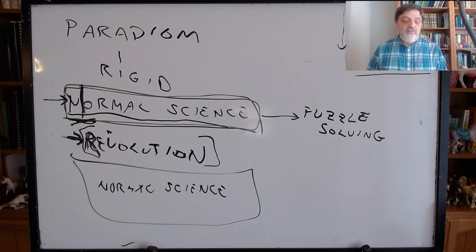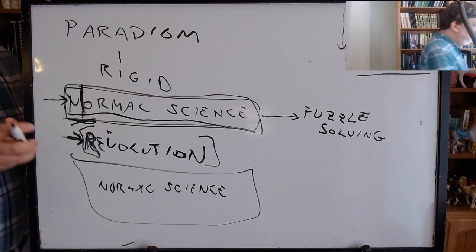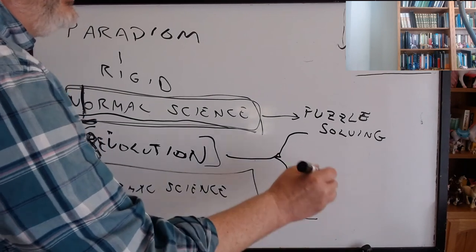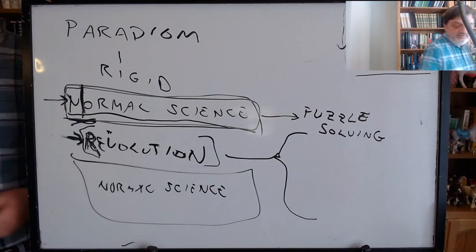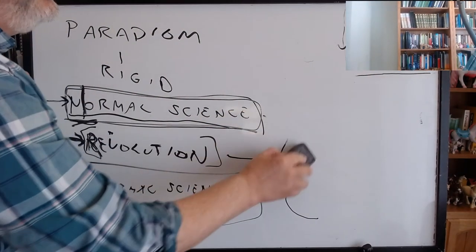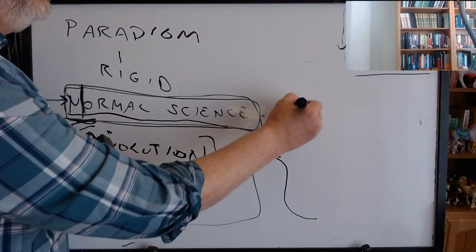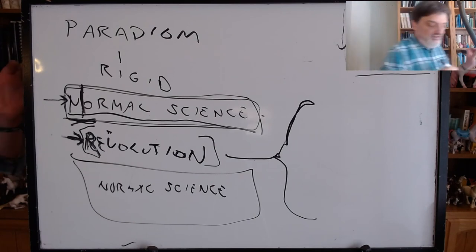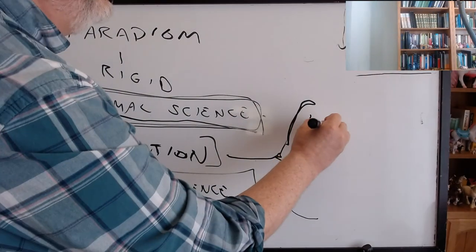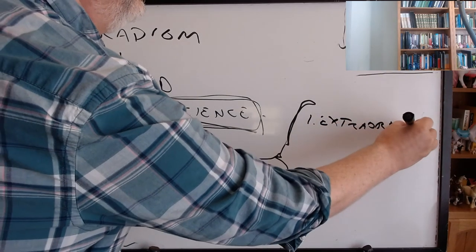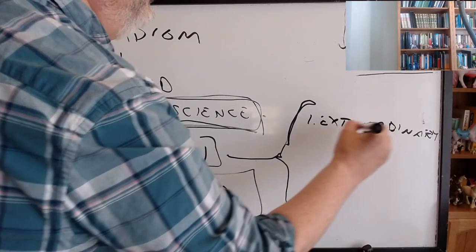There are actually two steps in here, or possibly three. I'm not sure exactly how to count them. And let me erase puzzle solving, because that will probably be confusing. So the first stage is what Kuhn calls extraordinary science.